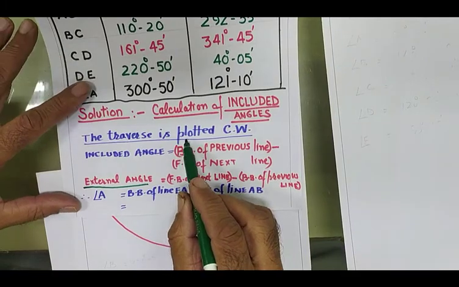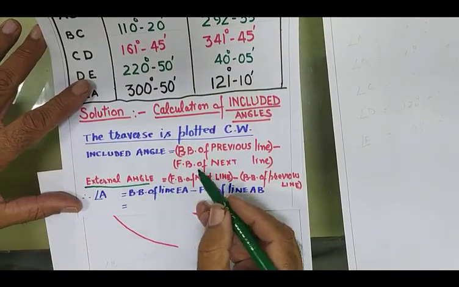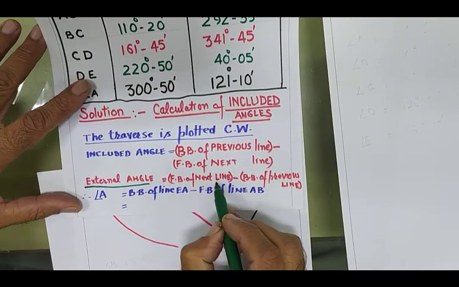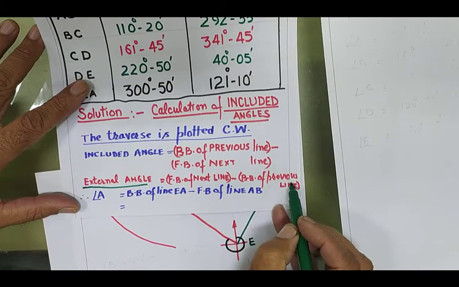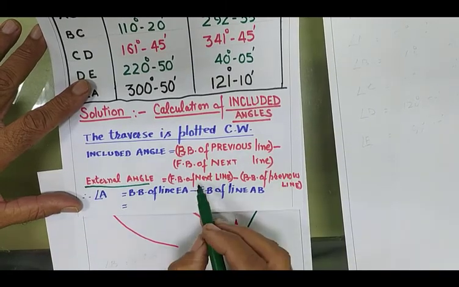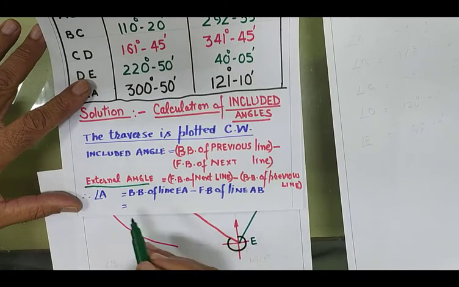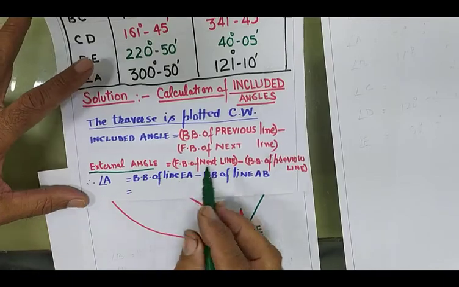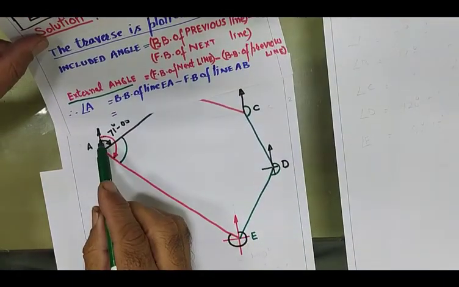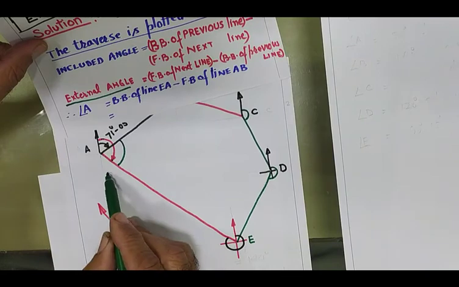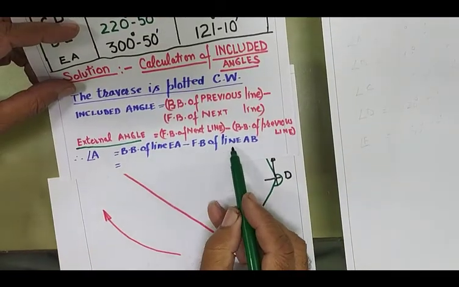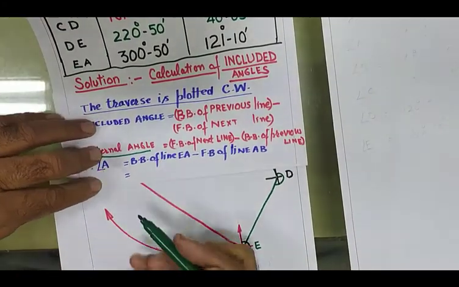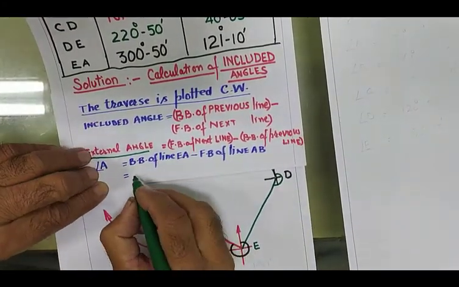When the traverse is plotted in the clockwise direction, it is given by the interchange of these two bearings: forebearing of the next line minus back bearing of the previous line, in this case when the angle is external. So here I will take the case of included angle A, the back bearing of line EA from the sketch, and the forebearing of line AB. So here I can substitute the values.